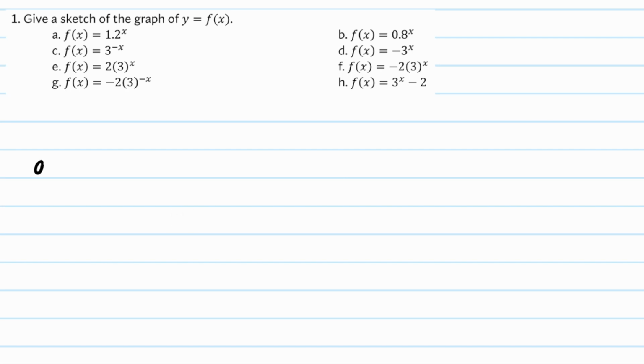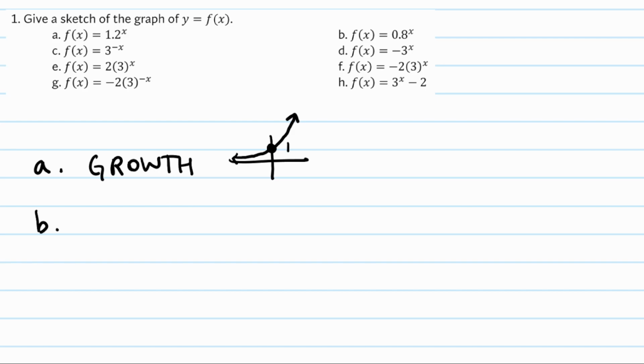For problem A, y equals 1.2 to the x is going to be exponential growth. The general picture of exponential growth is like this, and I'm just going to label the y-intercept for all these graphs. So 1.2 to the 0 power is equal to 1.